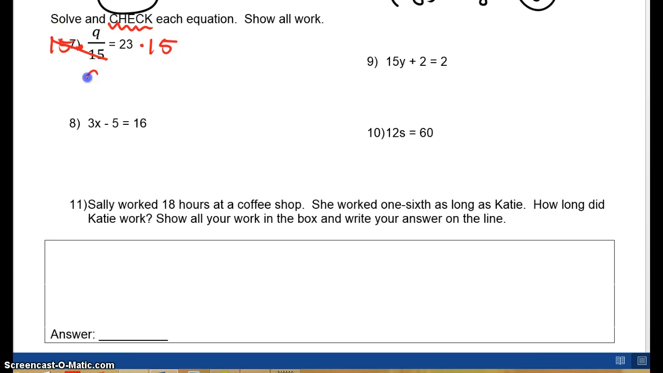Those 15s cancel out. We have q equaling 345. Now, we'd circle that answer, and that's our answer. That's what we came up with. We have to make sure we do our check step. I'm going to put the check step over here.